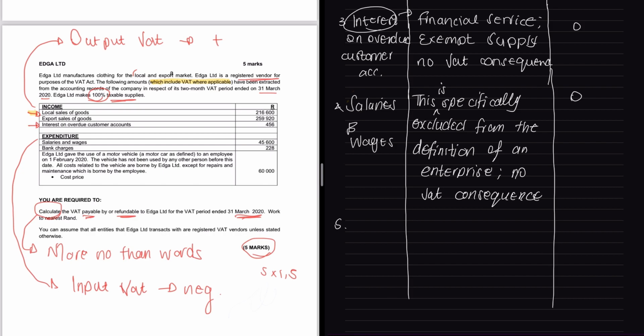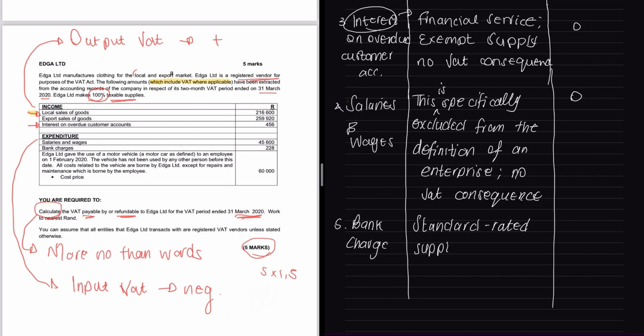Number 5, bank charges. This is the one they like to trick you on. They ask about interest and then they ask about bank charges. So bank charges is a standard rated supply because it's not a financial service. It's not interest. Very, very different to interest. So it is a standard rated supply.